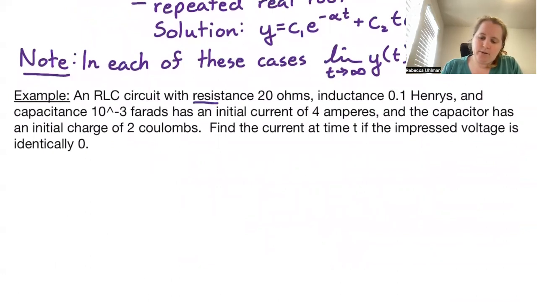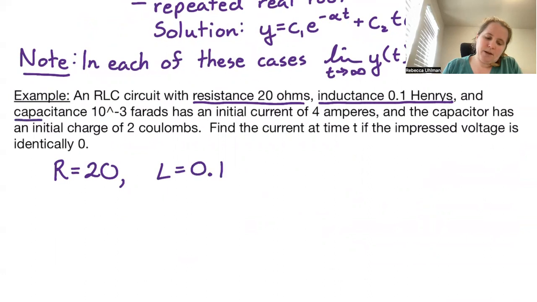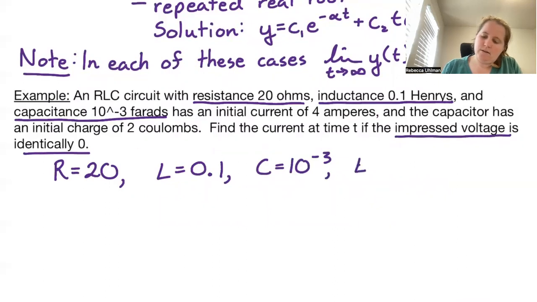So going through, we have resistance 20 ohms, so our R is 20. We have an inductance of 0.1 henries, so our L is 0.1. We have a capacitance of 10 to the negative 3 farads, so our C is 10 to the negative 3. We have impressed voltage is identically 0, so E of t is always 0.